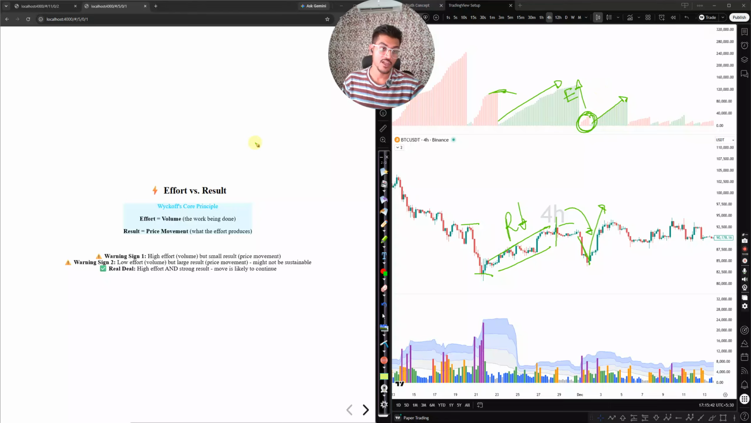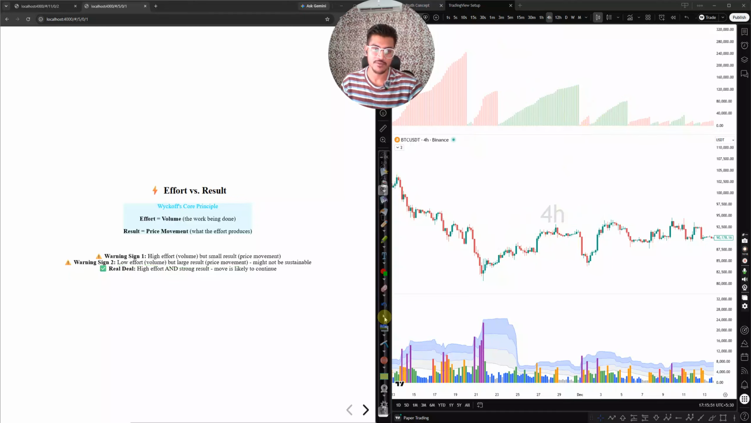Then the market actually goes up there. Okay, so warning sign two is low effort volume but large result. You see how small this move was, the effort, and how big this move down was, right? So the effort is less on the supply side, but the result is much more than that. So it might not be sustainable, and it wasn't sustainable, and the price just went up.